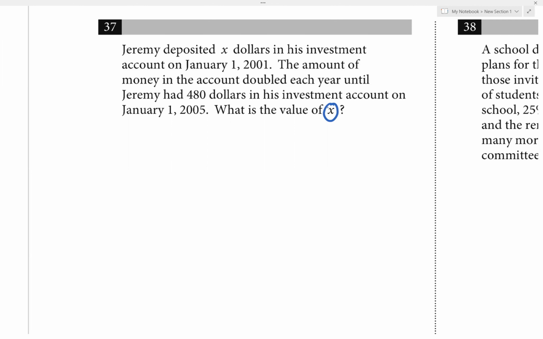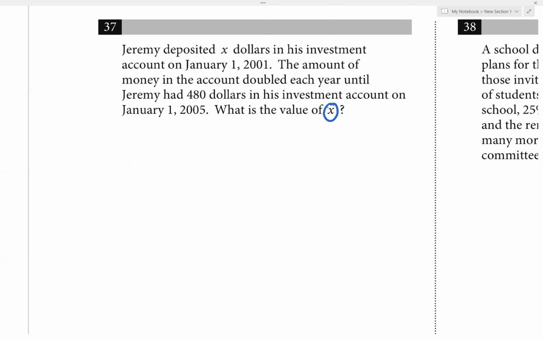If you go from January 1st, 2001 to January 1st, 2005, that's how many years here? Yeah, we can subtract the two numbers, right? So that should be 4 years, 2005 minus 2001. I think that should be 4 years. So pretty much in 4 years, the amount went from X dollars to $480. We're trying to figure out what X is.